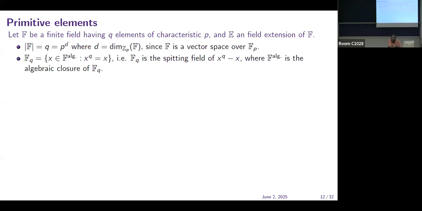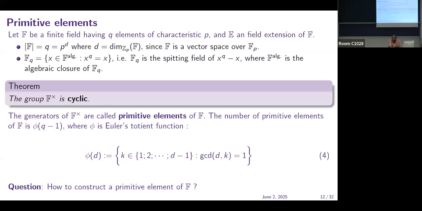You recall that the characteristic of a field is 0 or a prime P. When F is finite, the characteristic of F is a prime number. Second, F is the splitting field of the polynomial x power q minus x. The algebraic closure of the polynomial is the field where this polynomial factorizes into polynomials of degree 1.